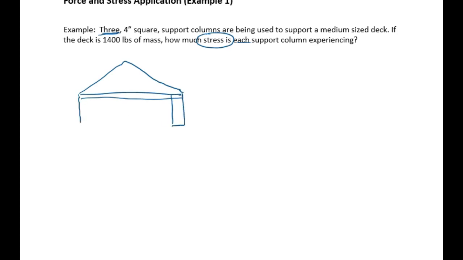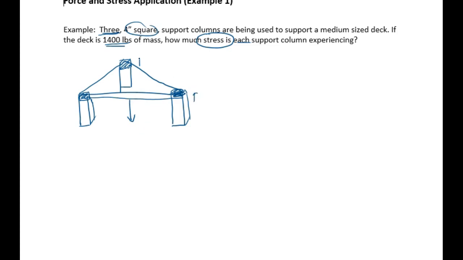I'm going to put one on each of our corners. And each support column is a square, so we have 4 inches by 4 inches on each of our support columns. We see we're being supported by a square, a square, and a square. It's just a sketch of what's happening. We know that the deck weighs 1,400 pounds, so it has a specific weight being pulled down by gravity.